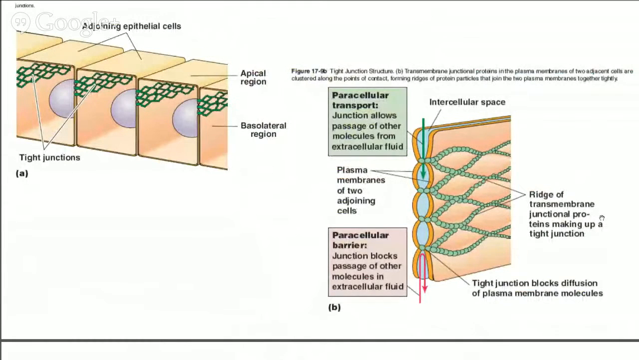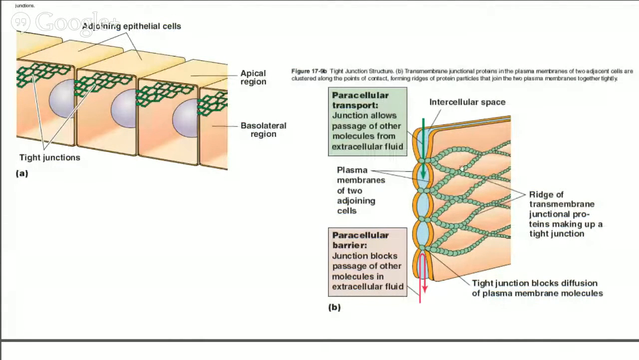And this is a figure of the tight junction. These are your adjoining epithelial cells, and your tight junctions are here. We'll bring it to a closer look over here, where you have your intracellular space, and you have these transmembrane molecules that are used to block diffusion. So they create these small circles, creating the tight junction mechanism.